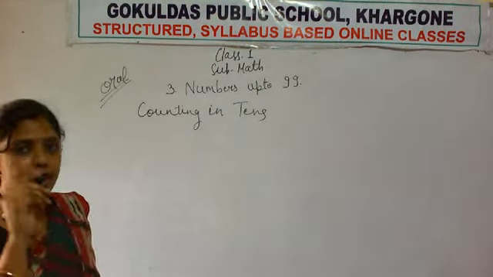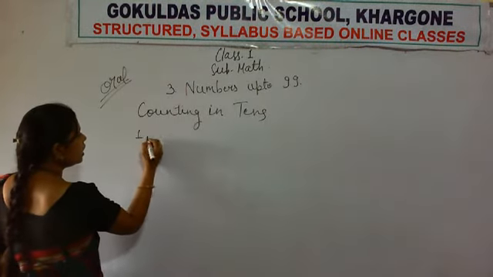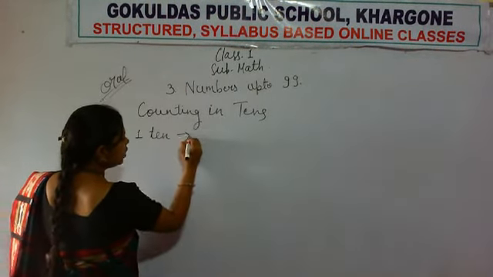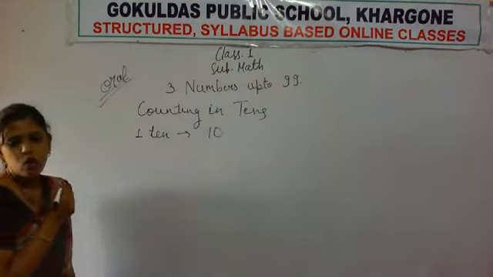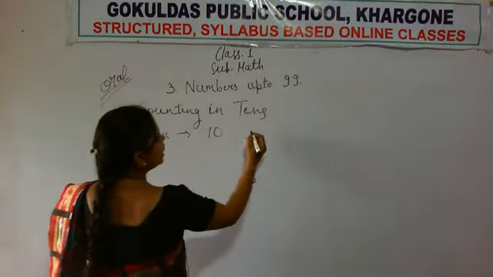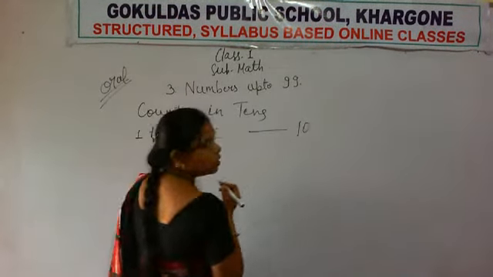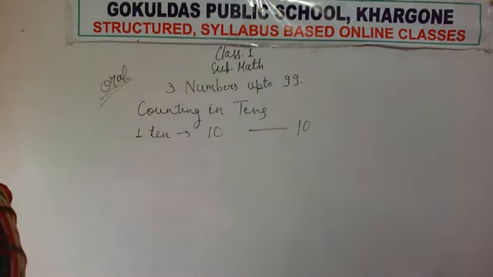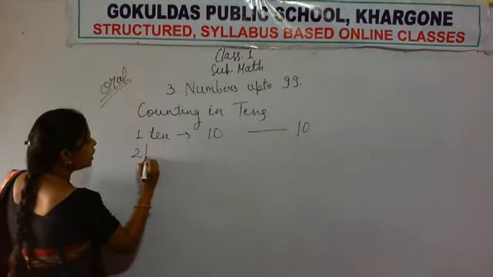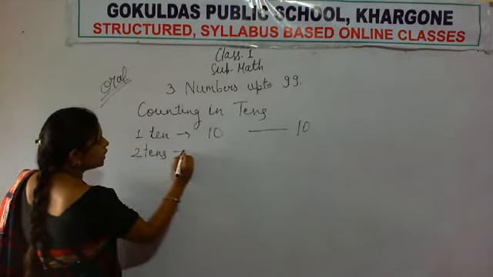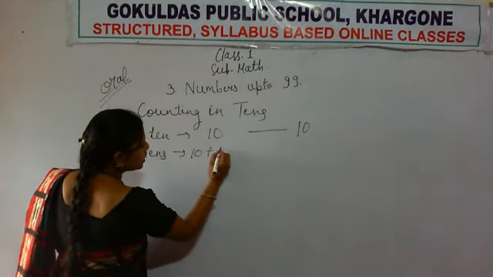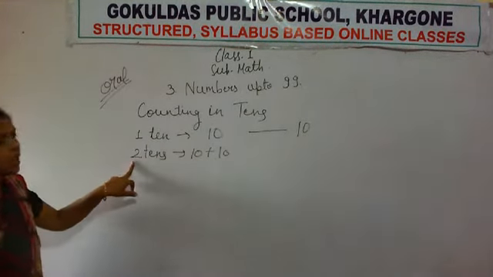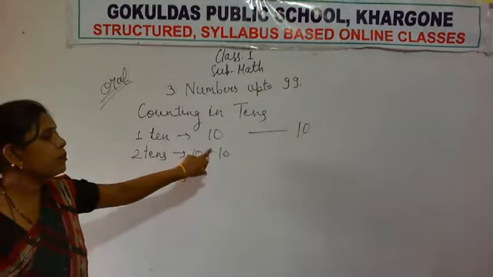If only one 10 is there, how many tens are there? Only one 10 is there. Okay, that means 10. So how do we read it? Only 10. Okay, if two tens are there, how many tens are there? Two tens. That means 10 plus 10.